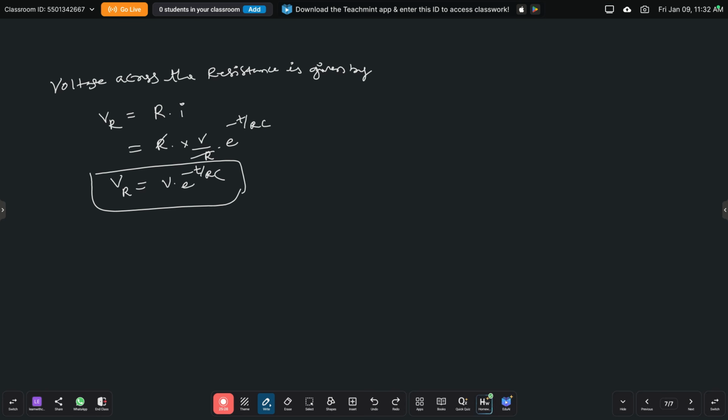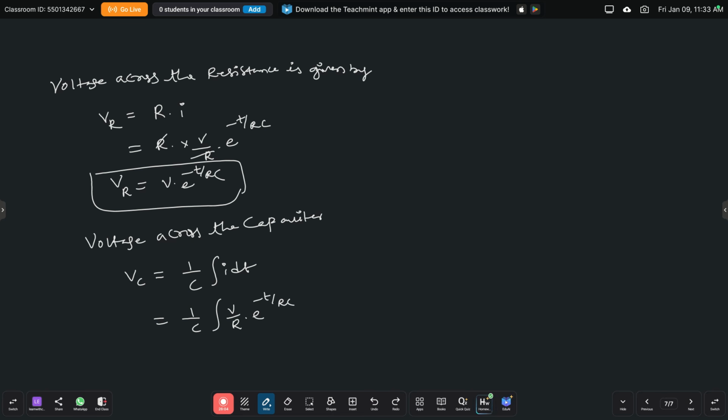Okay. Next, voltage across the capacitor. We can represent that as VC. Voltage across the resistor is VR and voltage across the capacitor is VC. So how can we find the voltage across the capacitor? The formula is 1 by C integration of I into dt. Again substitute here. What is the value of I? I, we already have as V by R into e power minus t by RC, into dt.